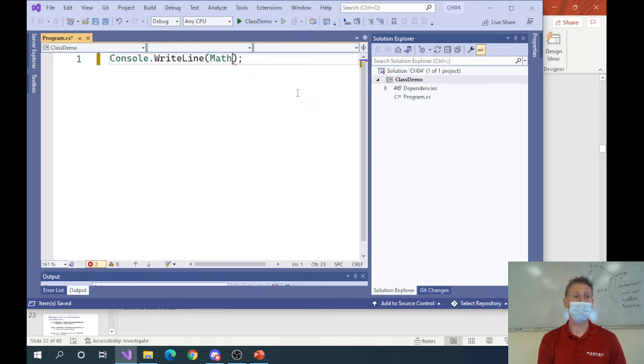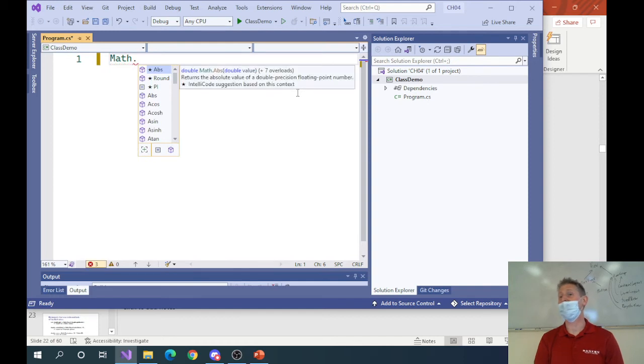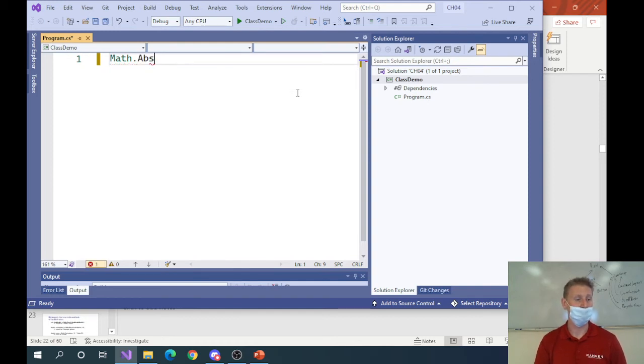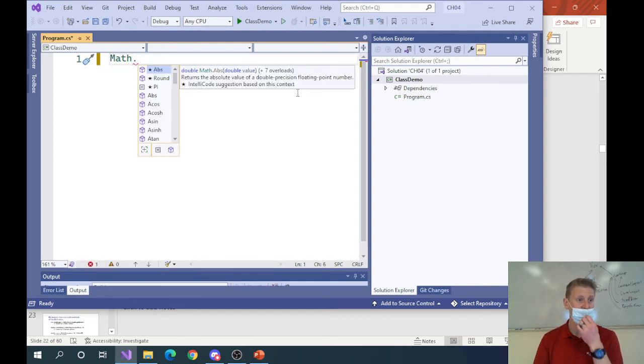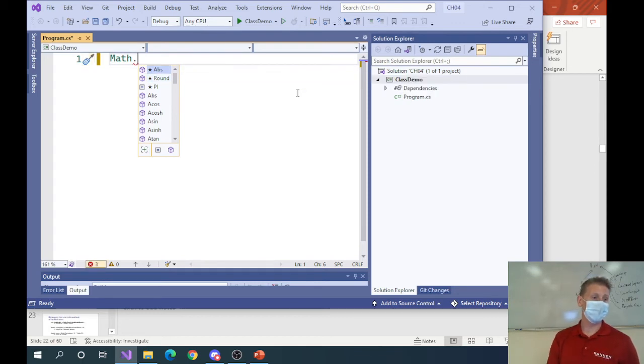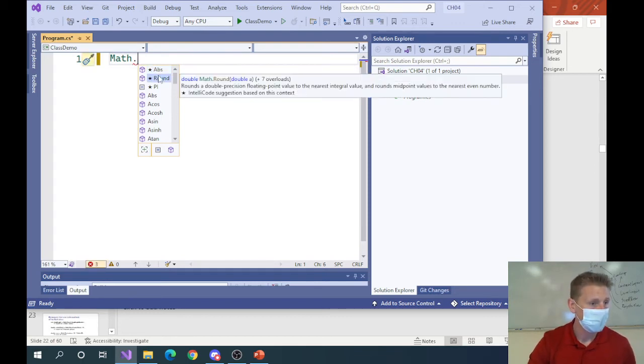Well, Math is another utility class, much like Console. And if you explore this, there's a whole bunch. Remember, the methods are on this cube. Constants are in this square. So basically we're looking at a bunch of constants or methods. Like let's look at the constants.